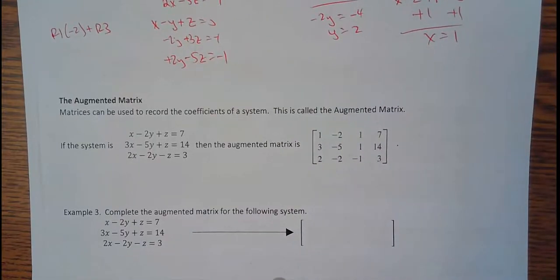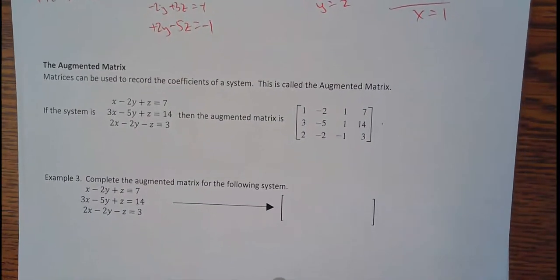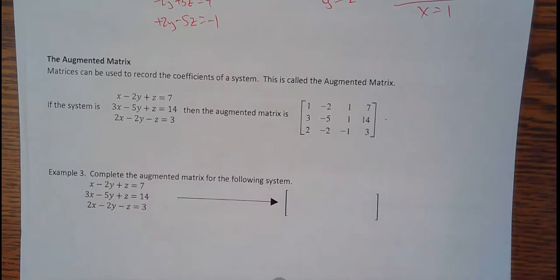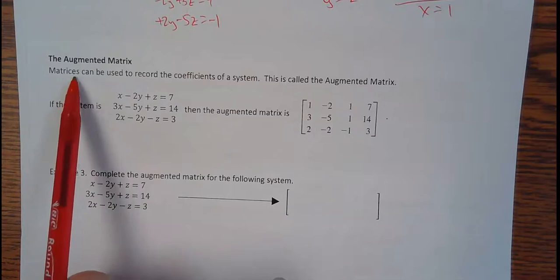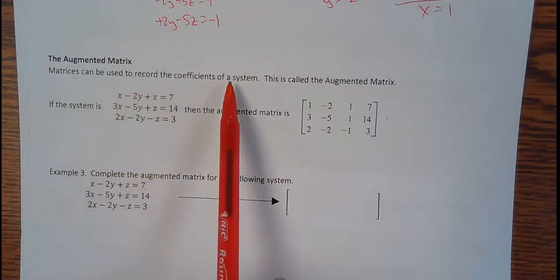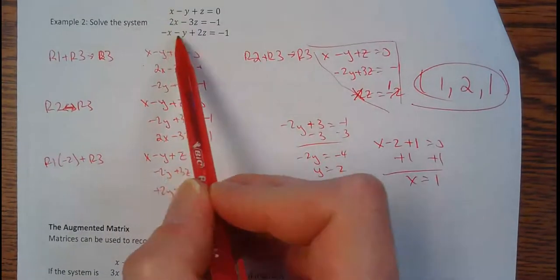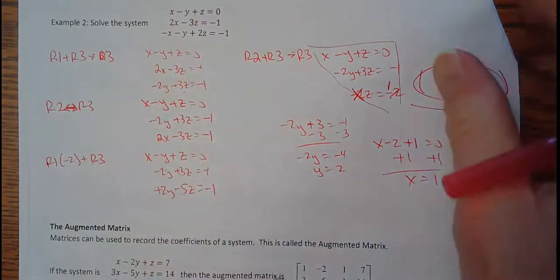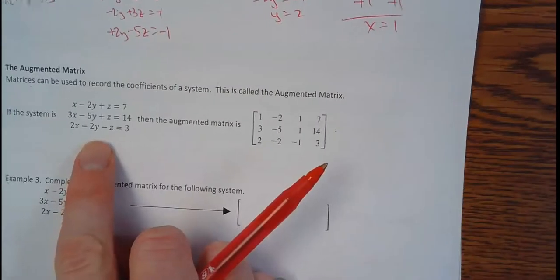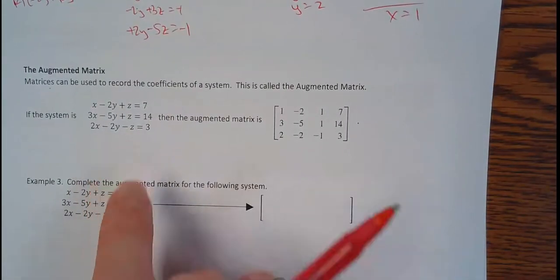Well, this video is not going to be as long as I thought it would be. That's all right. Now, augmented matrix, I'm just kind of introducing this. We're not going to do anything with it yet. Just got to be able to identify it and work with it. Matrices can be used to record the coefficients of a system. So if you look at this system here, here's some coefficients. 1, negative 1, 1, 0. Those are the coefficients.